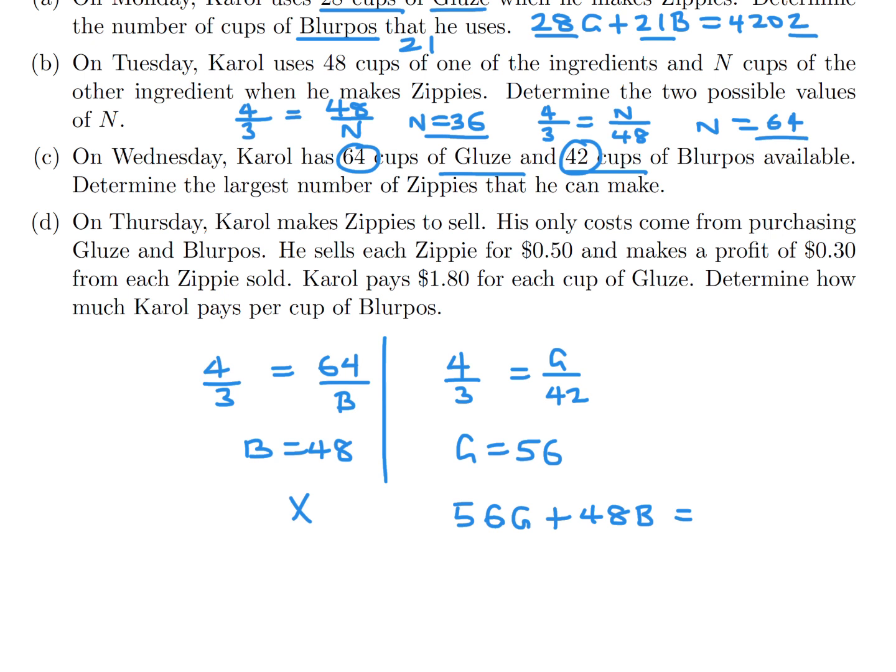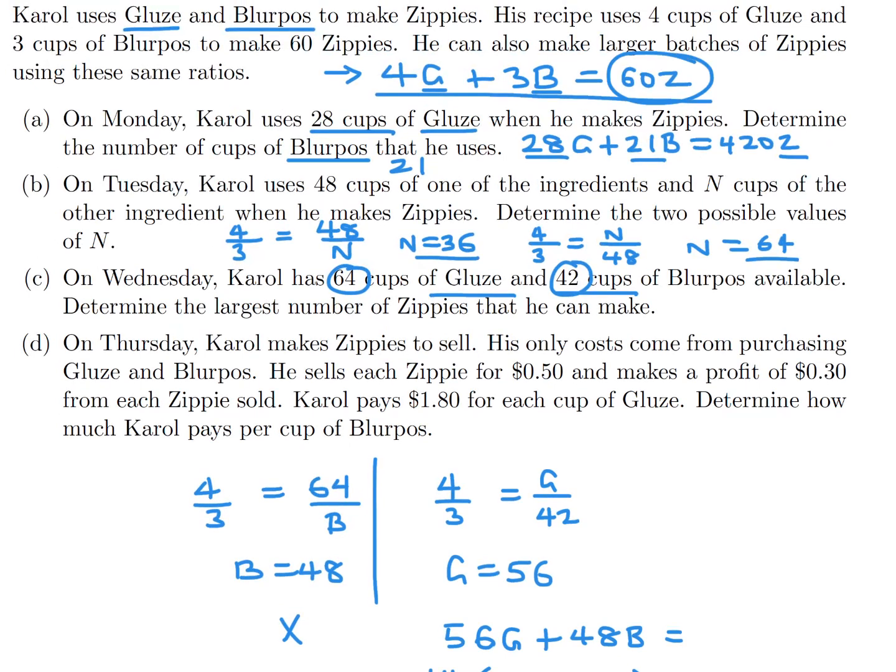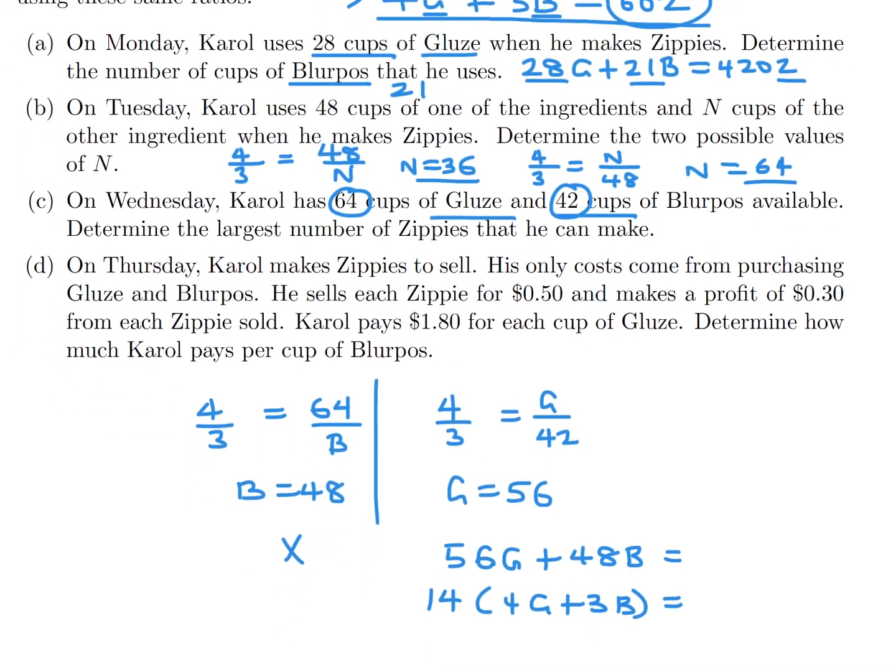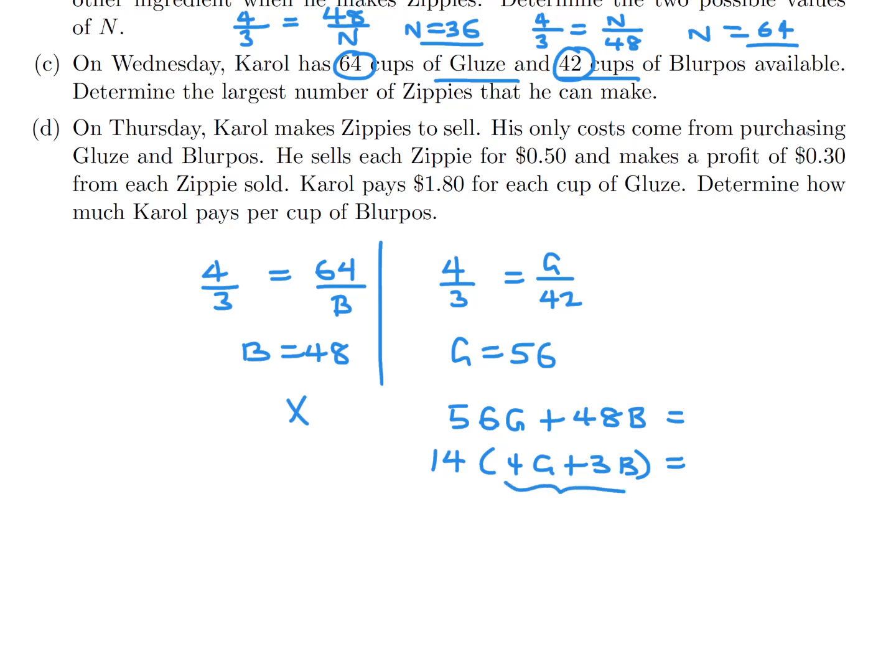Well, if I factor out a 14, I get 4G plus 3B. And that is our magic formula there, 4G plus 3B is 60Z. So this is 60Z, and therefore that's 840. So 840 zippies is what he can make.